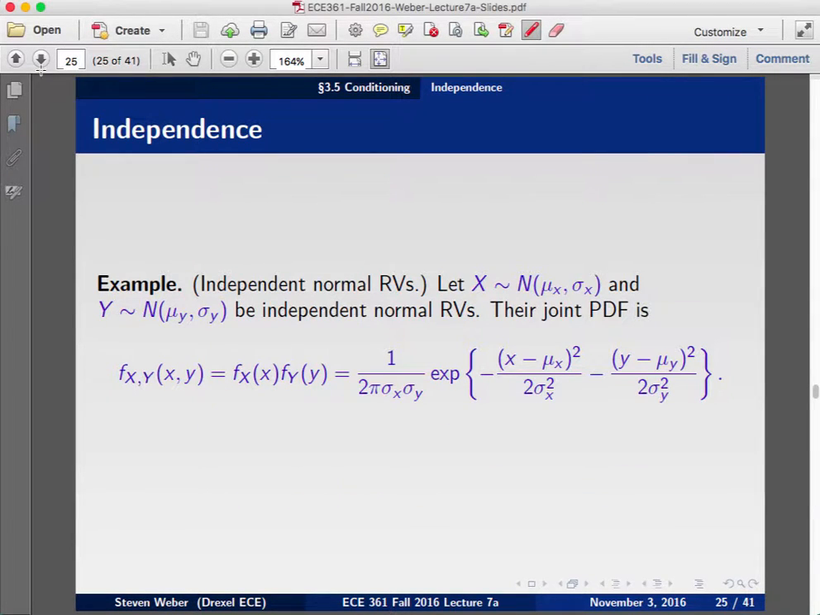Here's a simple example. Let's suppose that x is normally distributed with parameters mu x and sigma x, and y is normally distributed with parameters mu y and sigma y, and suppose x and y are independent. Then their joint PDF, f of x comma y, is the product of their marginals, f of x times f of y, and I substitute in the form of the normal distribution PDF for these parameters, multiply them together, and simplify by adding up the exponents.